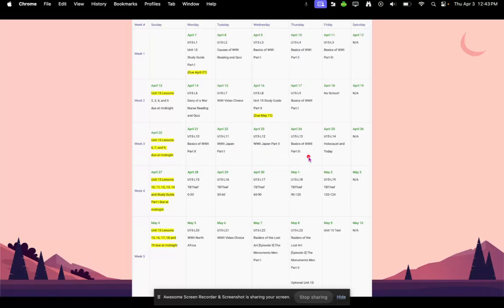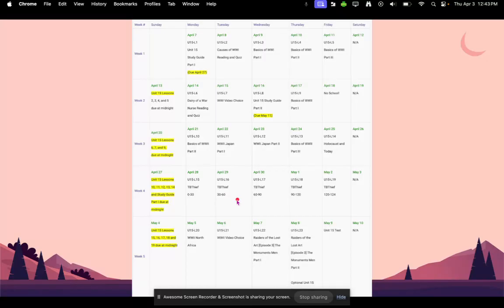Then we have Basics of World War II Part 3. Then we have the Holocaust in Today. That's a video that I'm going to have you watch, going through interviews of people who survived the Holocaust. Of course, some of those people are still alive today. Then we have The Book Thief. That was the movie that I had y'all vote for. The Book Thief was the winner.